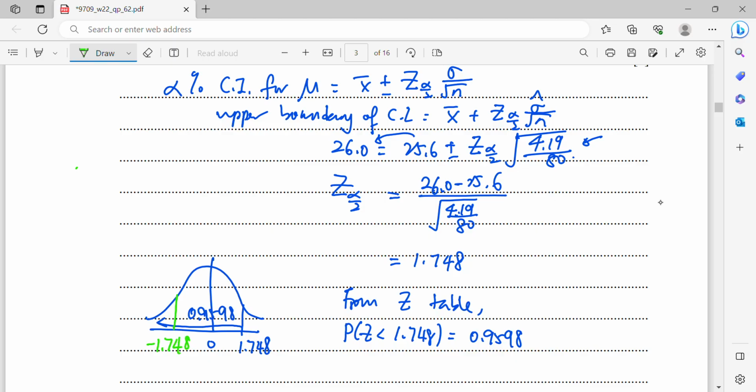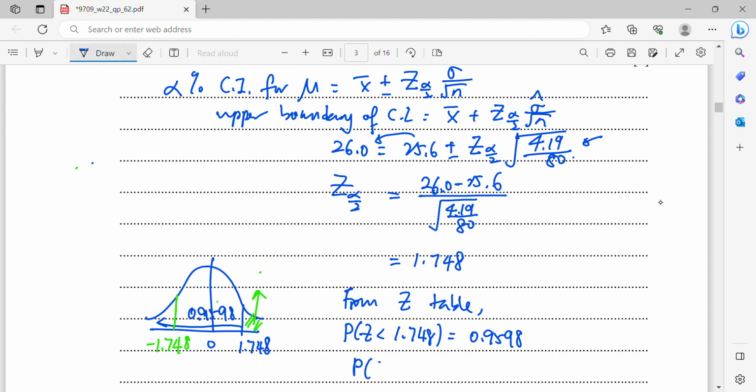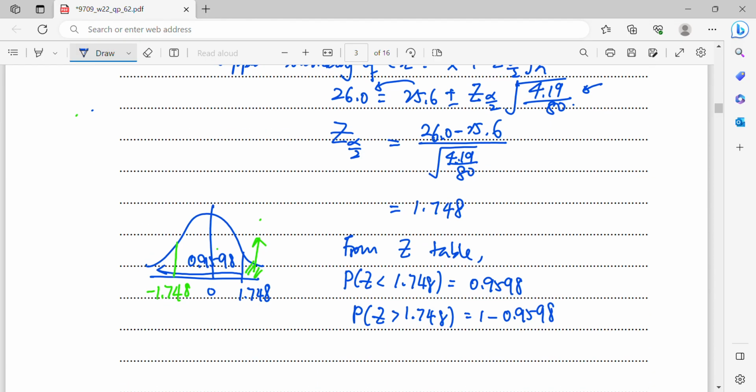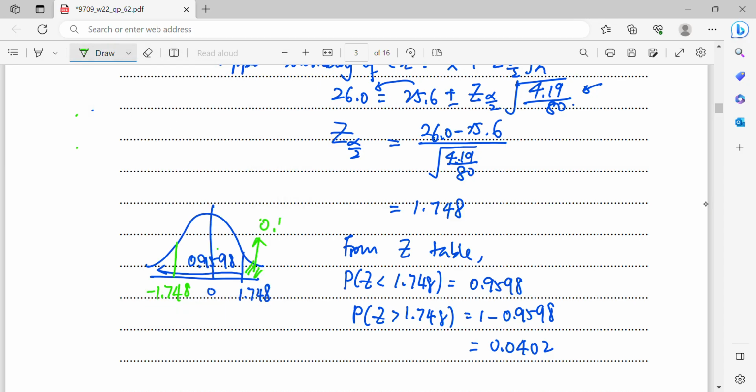So from here, I know that this value, the upper tail, is going to be 1 minus 0.9598. So P(z more than 1.748) is going to be 1 minus 0.9598. Then it will be 0.0402. Okay, which means the green region is 0.0402, which means this left-hand side green region is the same.